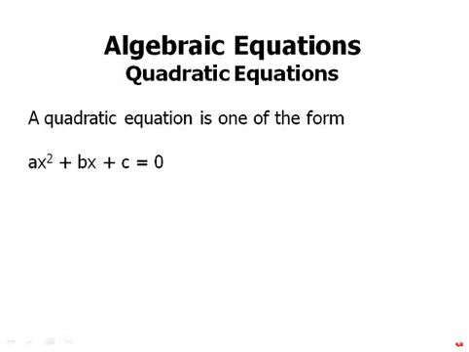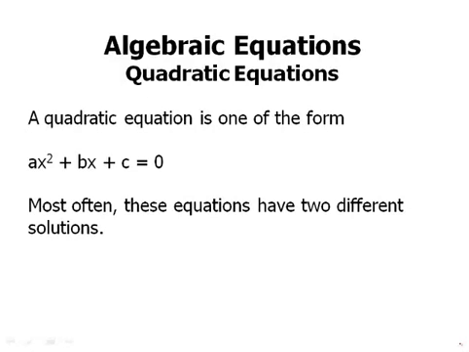Quadratic equations. You may remember quadratics from our discussion of expressions and factoring. A quadratic equation is one of the form ax squared plus bx plus c equals 0. In other words, a quadratic expression set equal to 0. Most often, these equations have two different solutions.